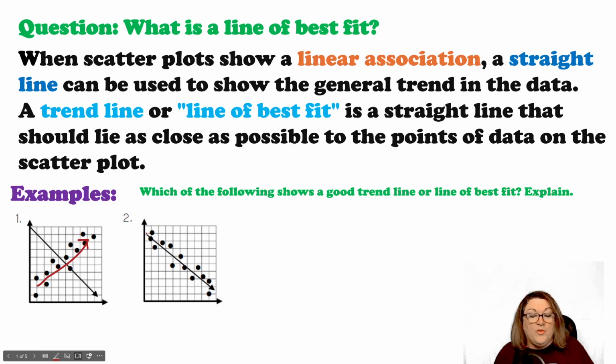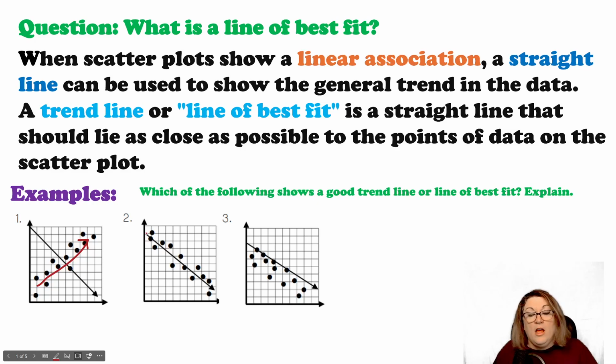Your trend line, your line of best fit does not have to go through every one of your data points. It just needs to represent the general trend, so to speak. So that's a good one, number two there.